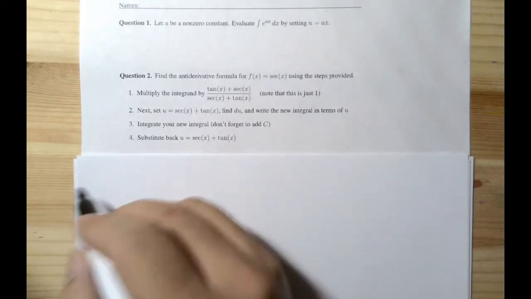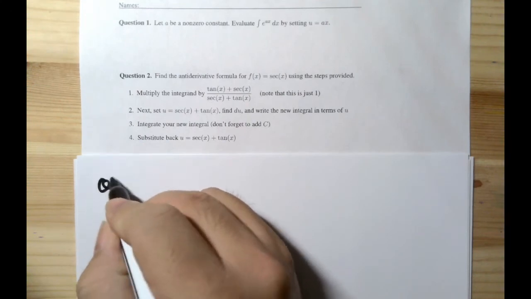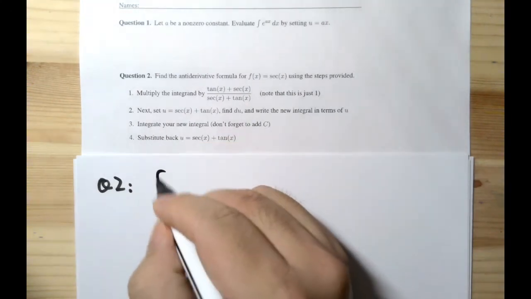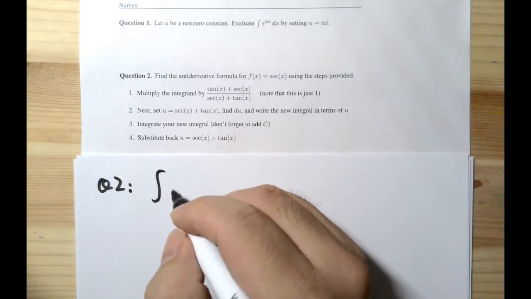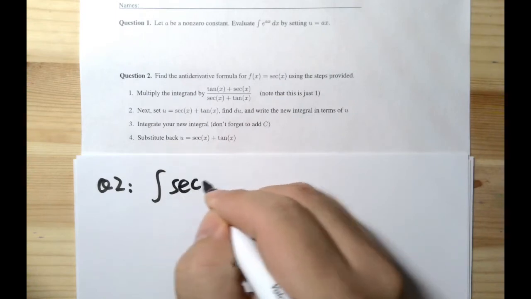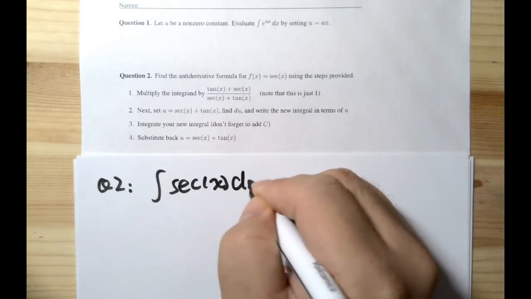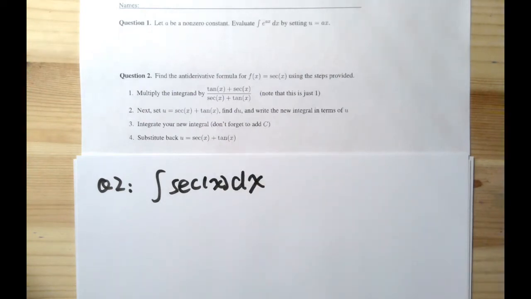So let me write it out here. This is question 2. Okay, the problem is, find the antiderivative for secant x. Okay, so that's our problem, and it gives us some hints. First of all, multiply the integrand by (tan x plus secant x) over (secant x plus tan x).